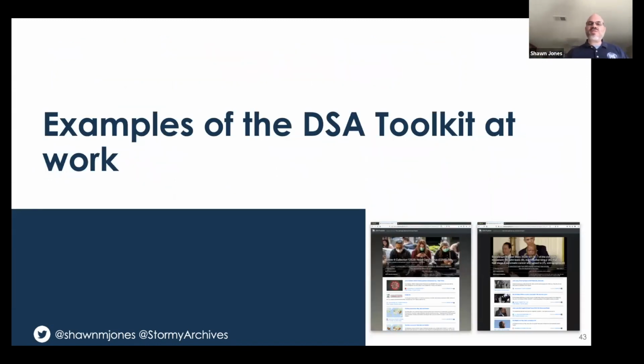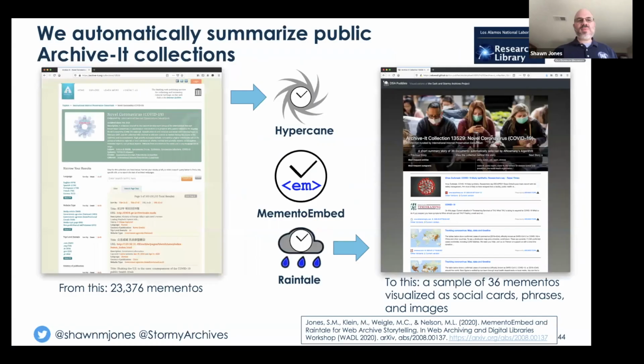And so here are some examples of the DSA toolkit at work. We automatically summarize public archival collections. And this is where many of our experiments lay. So we can move from things like this on the left, an archival collection about the novel coronavirus, about COVID-19, that consists of more than 23,000 mementos. And we run it through the process. And then we produce this, a sample of 36 mementos visualized as cards, phrases, and images.